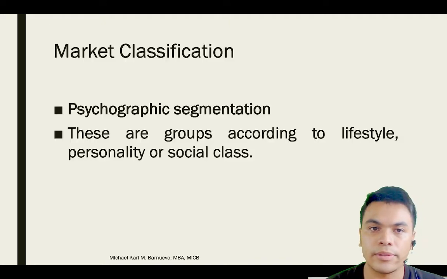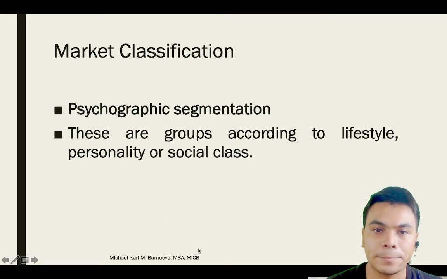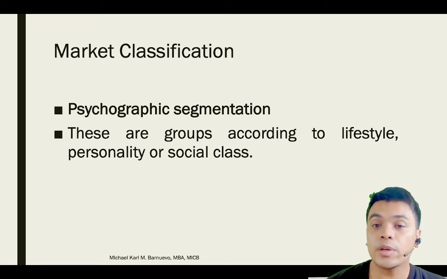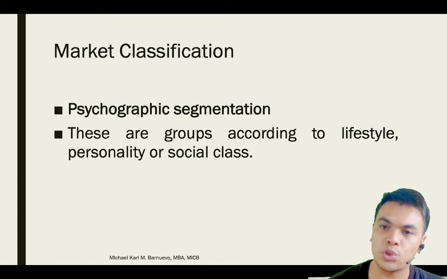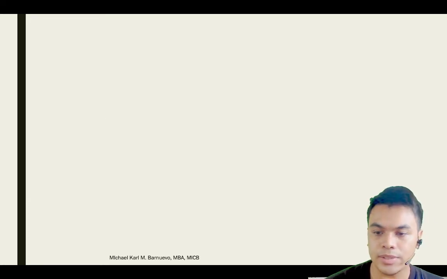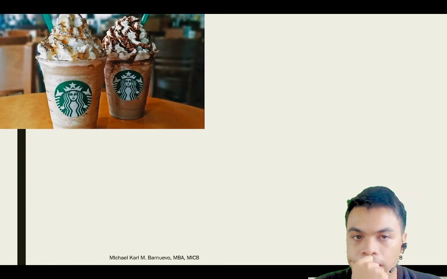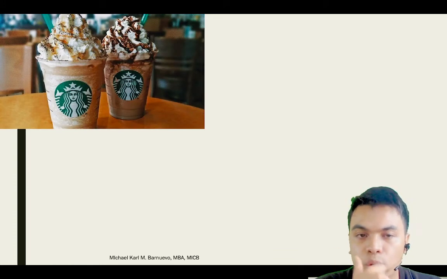We now go to the third classification, which is the psychographic segmentation. These are groups according to lifestyle, personality, or social class. Okay, lifestyle, personality, and social class. Let's go straight to the examples. Okay, for example, social class.